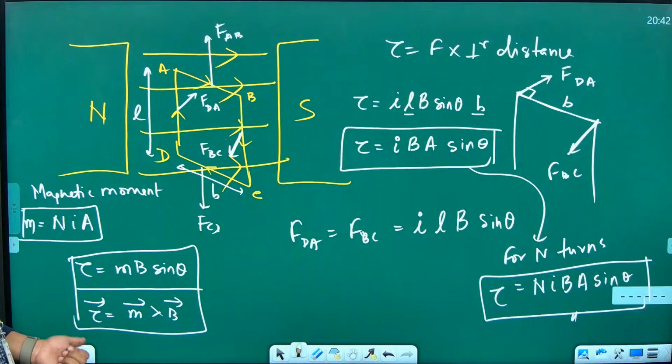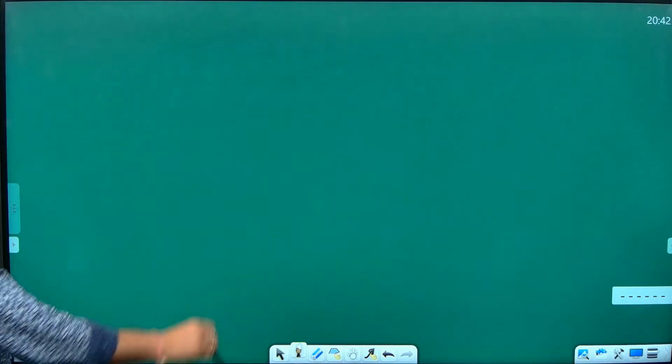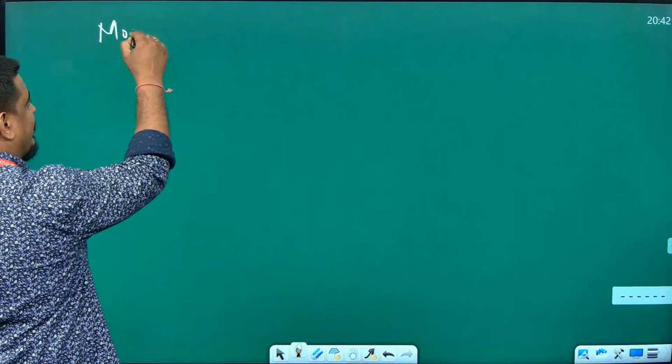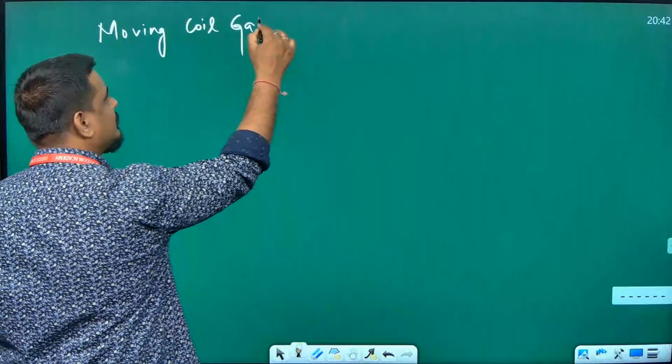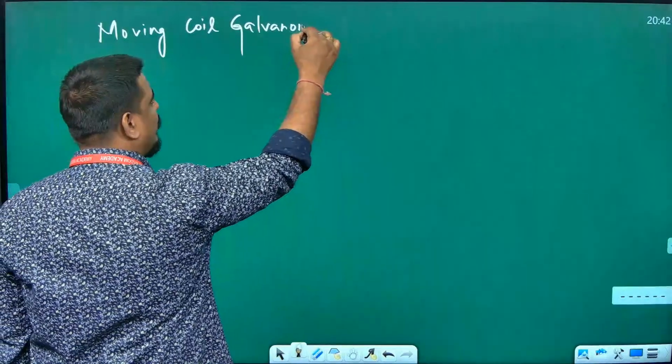Okay. So give the next heading as moving coil galvanometer.